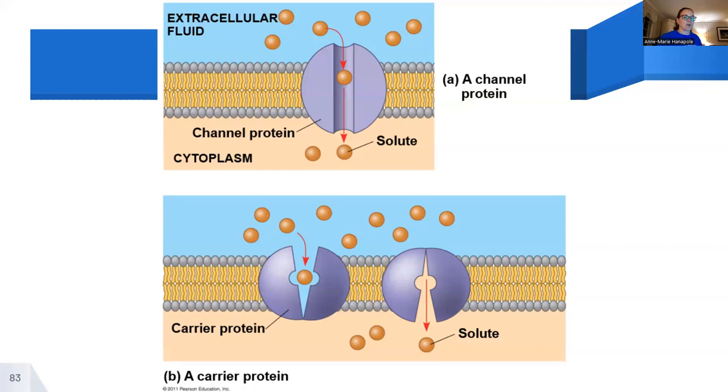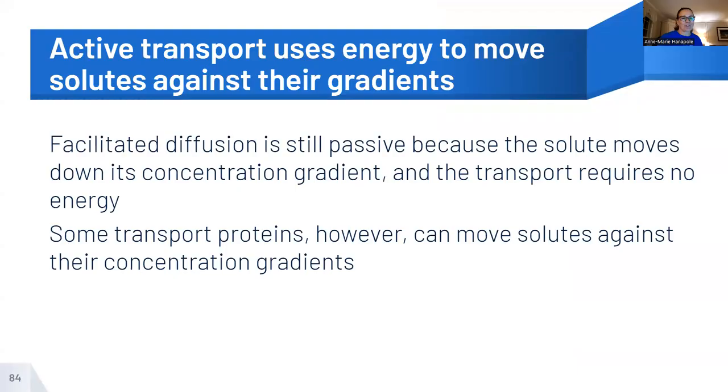So that's passive transport. Molecules go from high concentration to low concentration, so passive transport does not require any energy. When we look at active transport, it requires energy because you're moving against a concentration gradient. You're going from low concentration to high concentration instead of high to low, and that's why it requires energy. Those active transport proteins are going from low concentration to high.